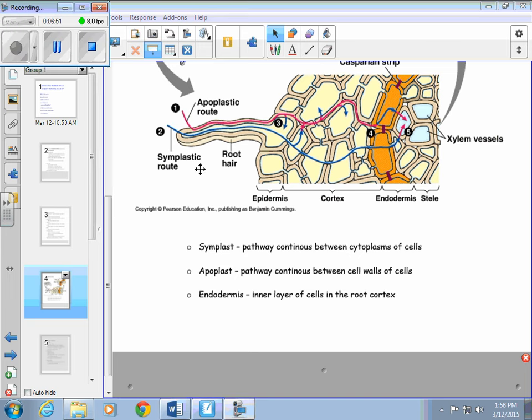I think I just said that backwards. The symplast is when water moves through the cytoplasm, and the epiplastic route is when the water moves through the cell walls. There we go. I figured it out.